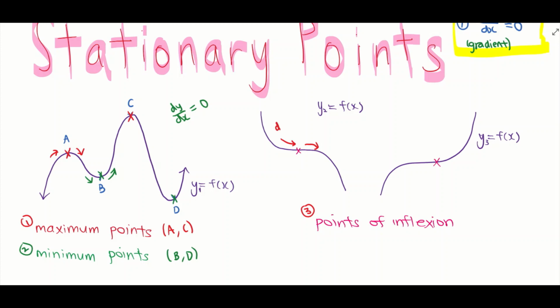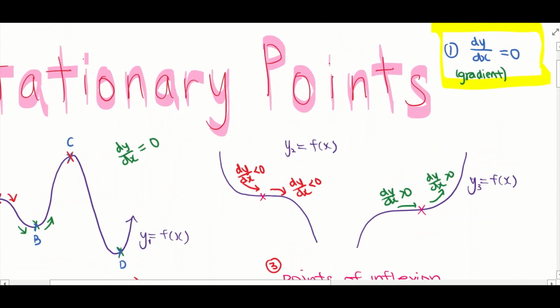Before this point, dy/dx is negative. After the point, dy/dx still remains negative. That is a point of inflection. Whereas for the other example, it's a point of inflection because dy/dx is positive before the point. After the point, it is still positive. But I say it again, your dy/dx is always 0 at all stationary points.